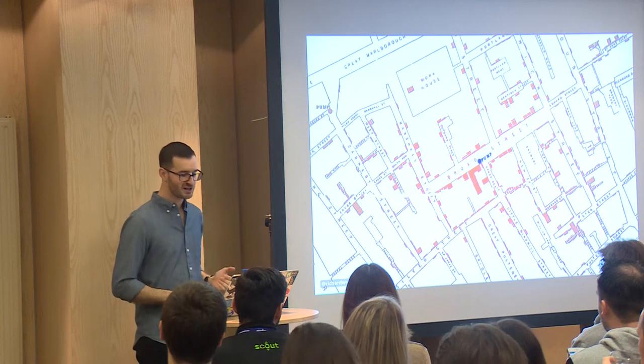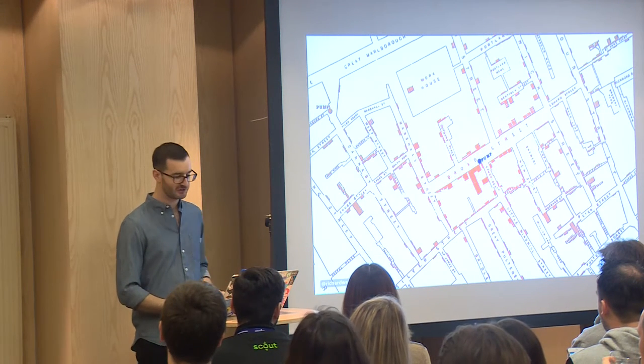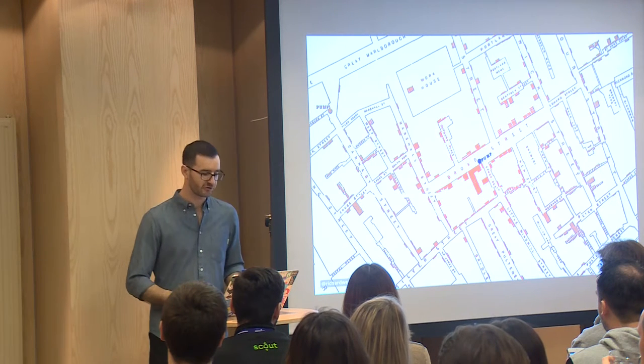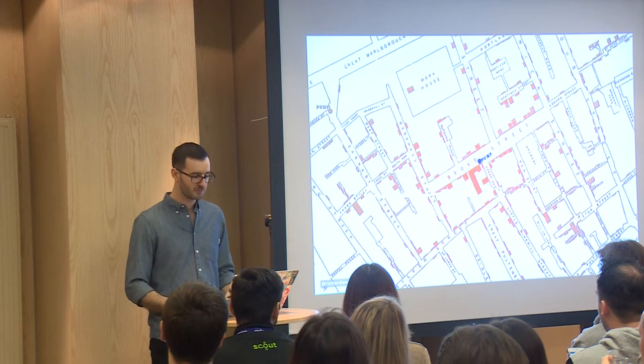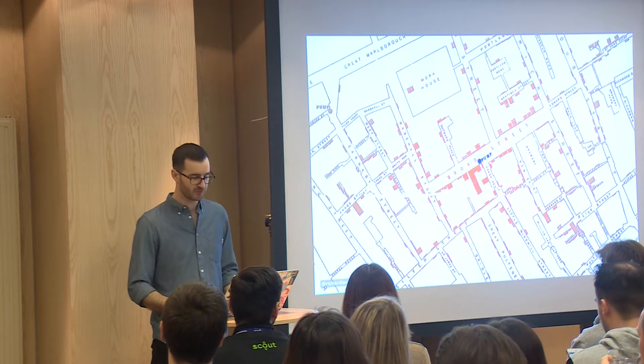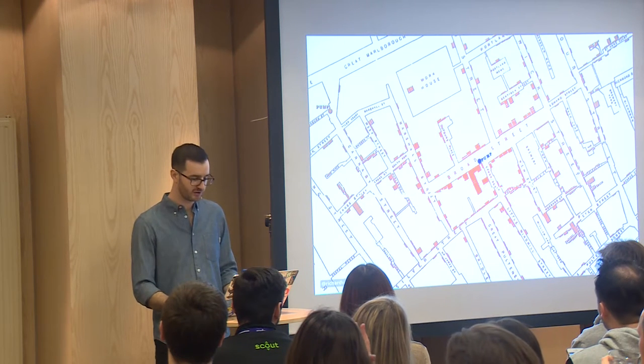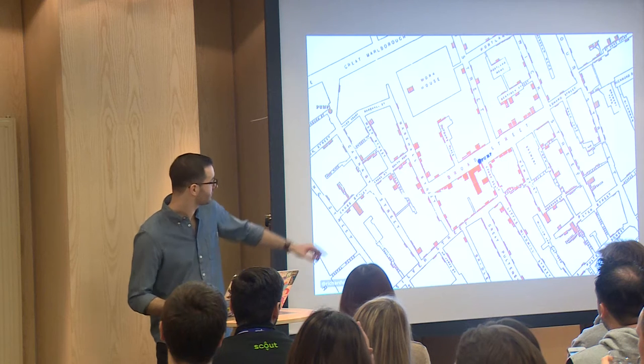But he was eventually able to convince the local authorities about his theory with the aid of this dot map, which illustrates the cluster of cholera cases juxtaposed with the locations of the water pumps. You can see on the map how the infections are concentrated around the Broad Street pump, which I've marked in blue in a little bit.